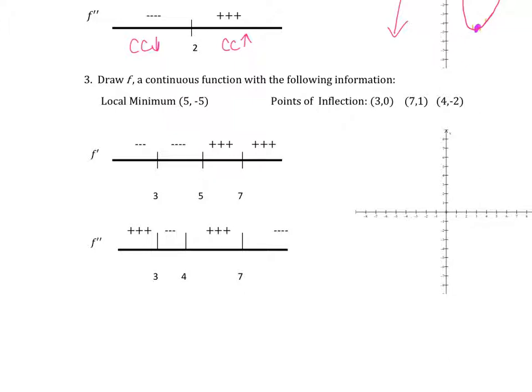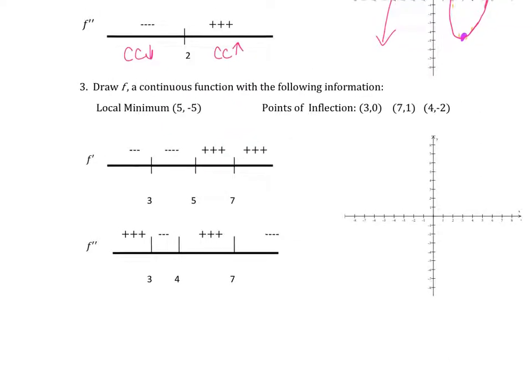Okay, stop the video and try. All right, let's plot our points. (3, 0) is going to be a point of inflection, then (4, -2), this one's kind of real scrunched in here, isn't it? And then a minimum at (5, -5). Okay, got a lot of dots in there.